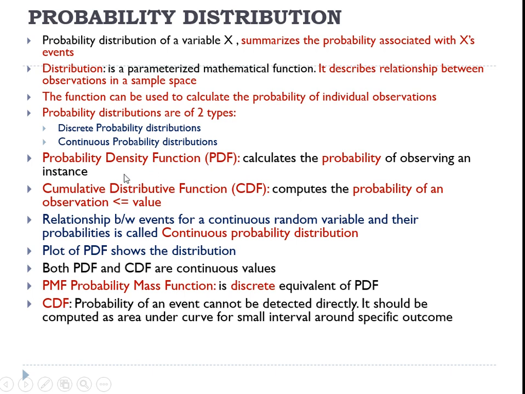So PDF and CDF are for continuous values. If you have discrete values, then we call it PMF, that is probability mass function. And what is CDF? CDF computes the probability of an observation less than or equal to the value. So it's the probability of an event that cannot be detected directly, so basically we compute it as an area under the curve for some interval. Let's now understand these two probability distributions in detail.